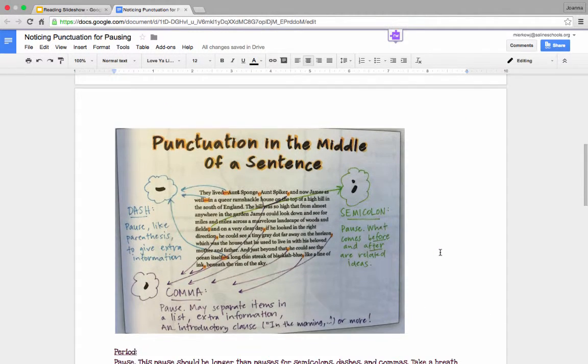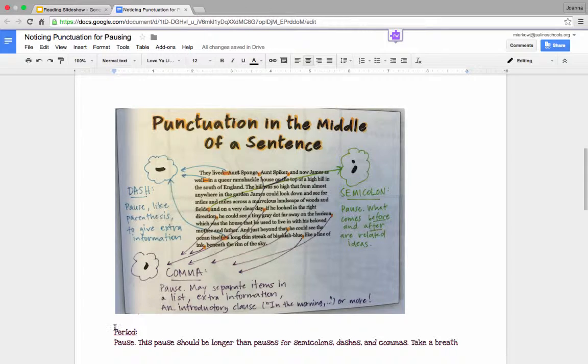This is a diagram that shows you how punctuation plays an important role in when you pause. The only one that this diagram doesn't have is when there's periods or exclamation points, so like ending punctuation. That could be a period, a question mark, or an exclamation mark.